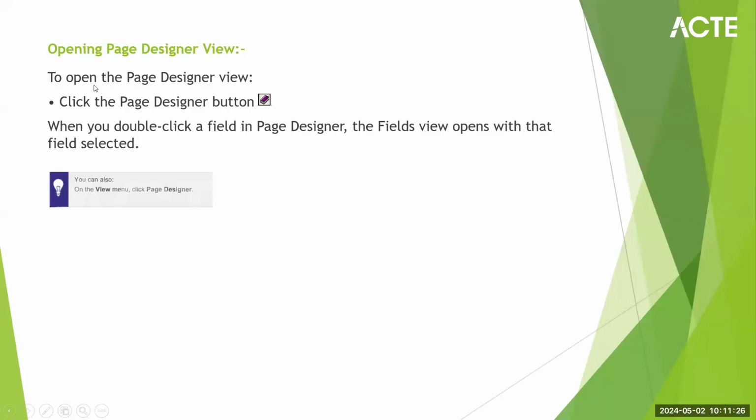Opening page designer view. So how to open a page designer view? To open page designer, click on the page designer button available on the manuscript. When you double click a field in page designer, field view opens with that field selected. So on the left side of the manuscript, you can see all the fields available in that particular manuscript. When you double click on any field ID, the details of that ID will be displayed on the right tab. The other way, the shortcut, is the view menu and click page designer.